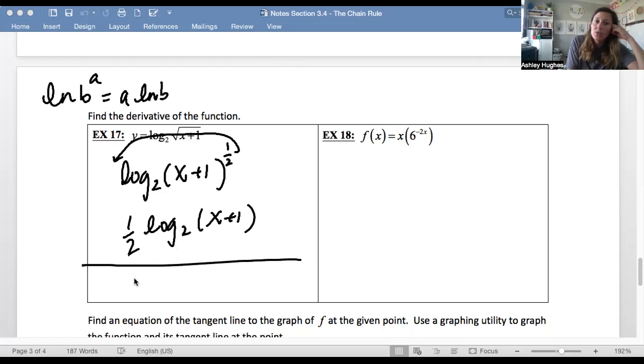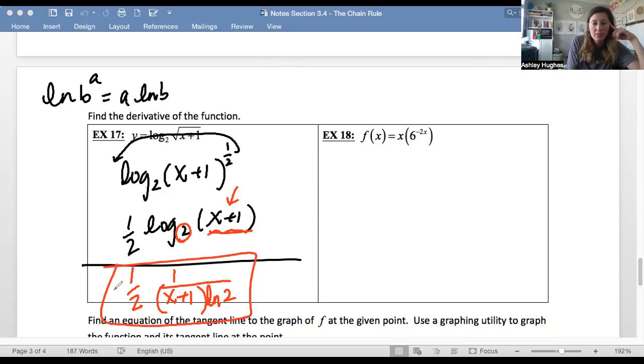Now, when I go to take the derivative, this 1/2 stays there because it's just a coefficient. The derivative of log of stuff is the derivative of this stuff, which would be 1, over this stuff. But since it's a different base, I have to write the natural log of whatever that base is in the bottom. Okay, let's try this one.